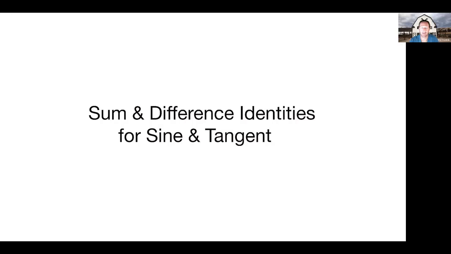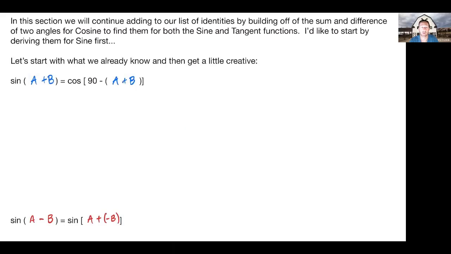It's time again for some more identity work. And this time we're going to get to the last two of the big three, sine and tangent, and their sum and difference identities, since we just derived them for cosine. So what I'm going to start us off with is the fact that we know that sine and cosine are co-functions of one another.